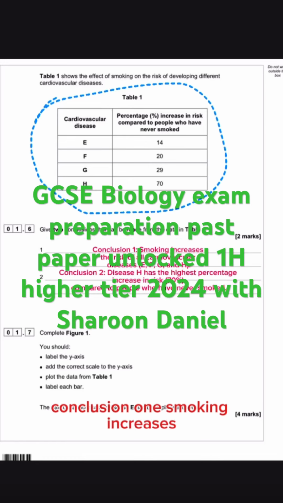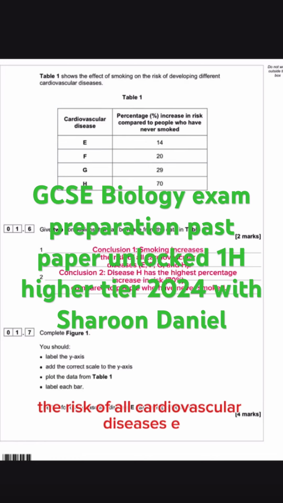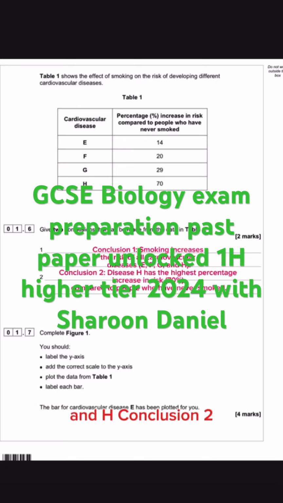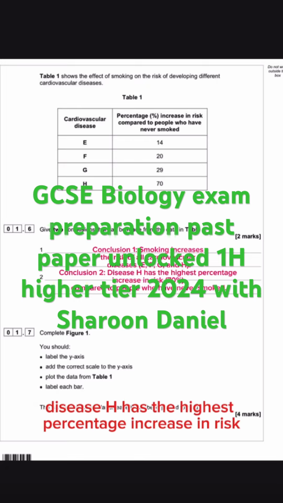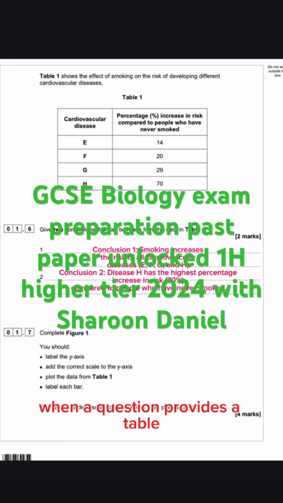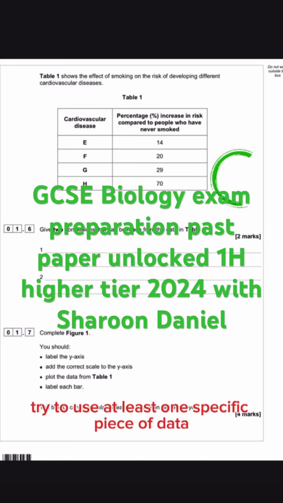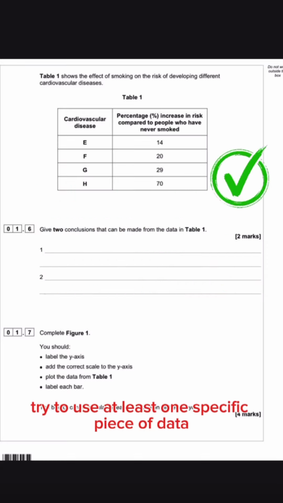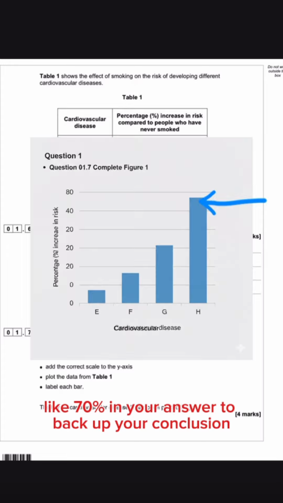Conclusion 1. Smoking increases the risk of all cardiovascular diseases: E, F, G, and H. Conclusion 2. Disease H has the highest percentage increase in risk, 70%, compared to people who have never smoked. Let me give you an exam tip. When a question provides a table, try to use at least one specific piece of data, like 70%, in your answer to back up your conclusion.